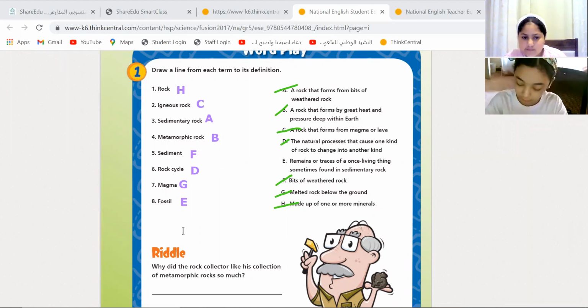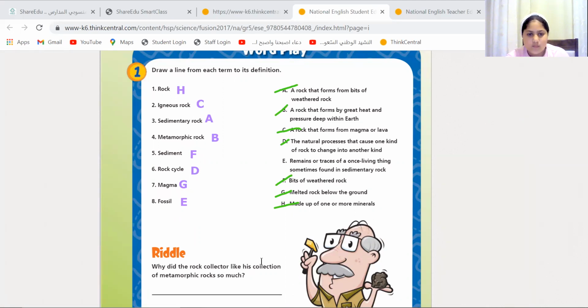What did we do? Miss, I don't get it. Okay, why did the rock collector like his collection of metamorphic rock? Why do they love the metamorphic rock the most? Because there are marbles and shapes and diamonds. Yes. And you cannot find it a lot. You cannot find it everywhere. Yes, they are very rare. They are hard to find, and they did not form easily.